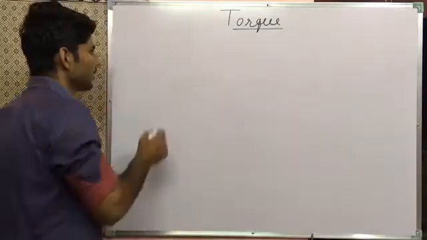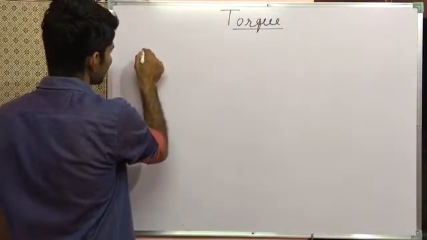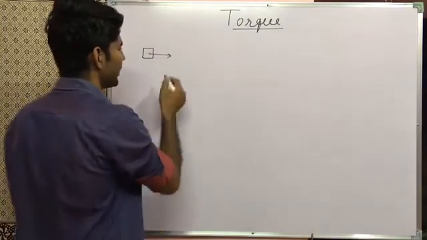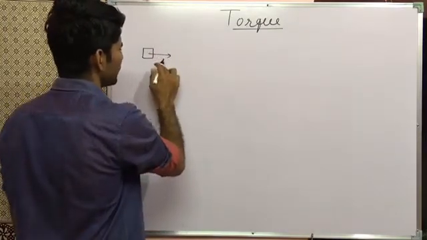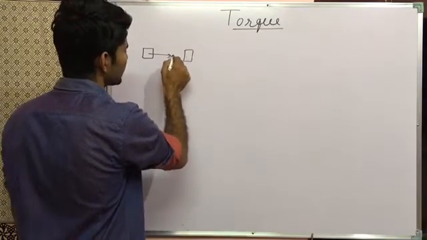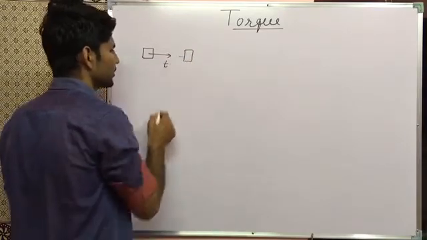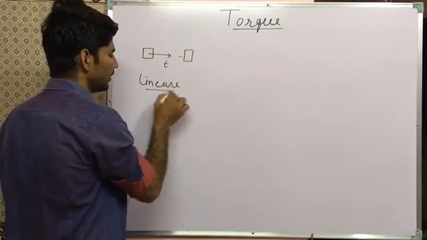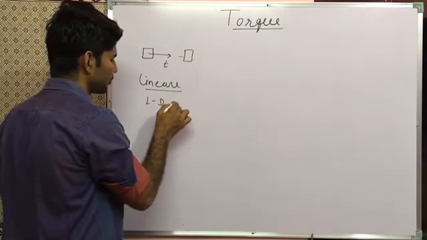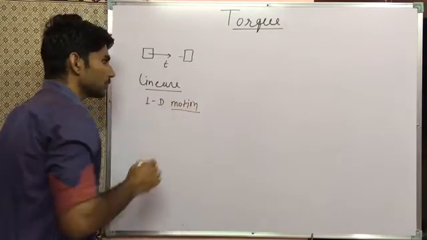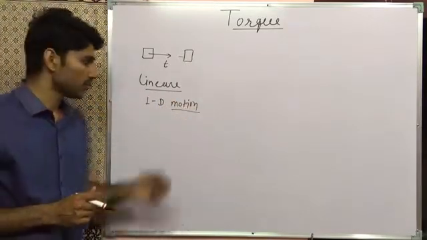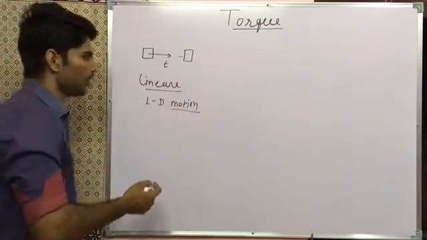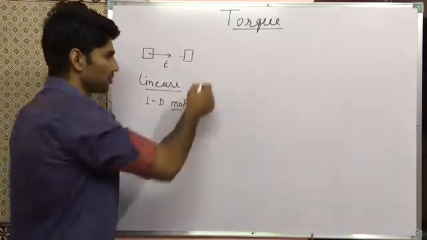So here, if we have an object and this object is moving on a line, and after some time it changes its position and reaches here after time t. This motion we call linear motion or 1D motion. In the linear motion, the object changes its position but it moves on a straight line. We can say this straight line motion also.